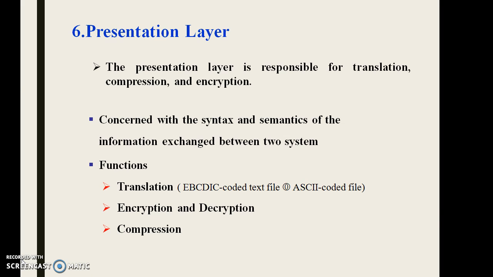Example, ASCII code or EBCDIC code text file. Second one, encryption and decryption. The presentation layer performs data encryption and decryption for security. Encryption is the process of transforming the original message to another form that is unreadable. Decryption is the process of reversing the encrypted message to its original form.